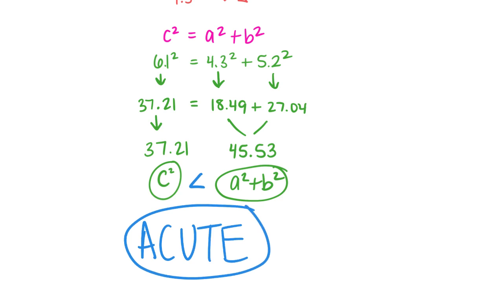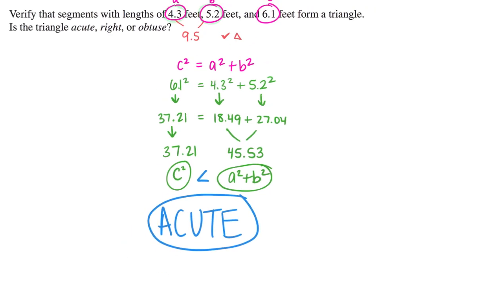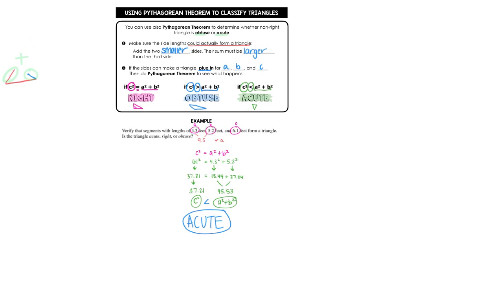And that's really all you have to do. You just do Pythagorean theorem and you compare your final numbers here. If c squared is less than all of this, it's acute. If c squared is bigger than all of this, it would be obtuse. And if they're both equal to each other, it would be a right triangle. So let's go ahead and do some more examples.